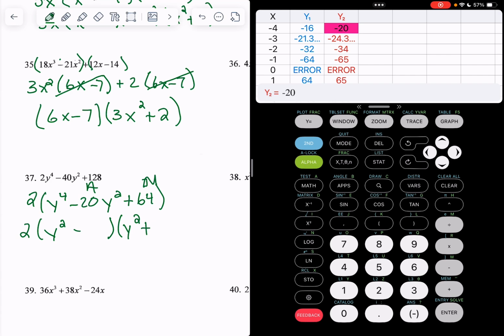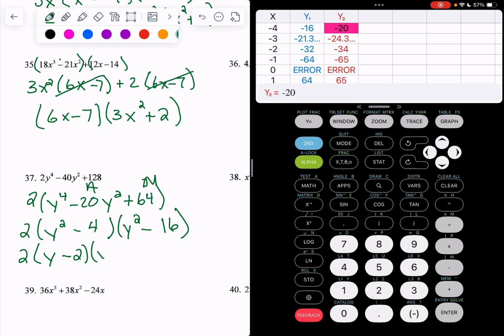So I have y, this will be minus 4. Minus 4. Oh, I made a mistake with my signs. This also should be a negative, because a negative times a negative is positive. So negative 4 and y squared minus 16. Holy moly. We have 2 perfect squares. Difference of squares. Y minus 2, y plus 2.